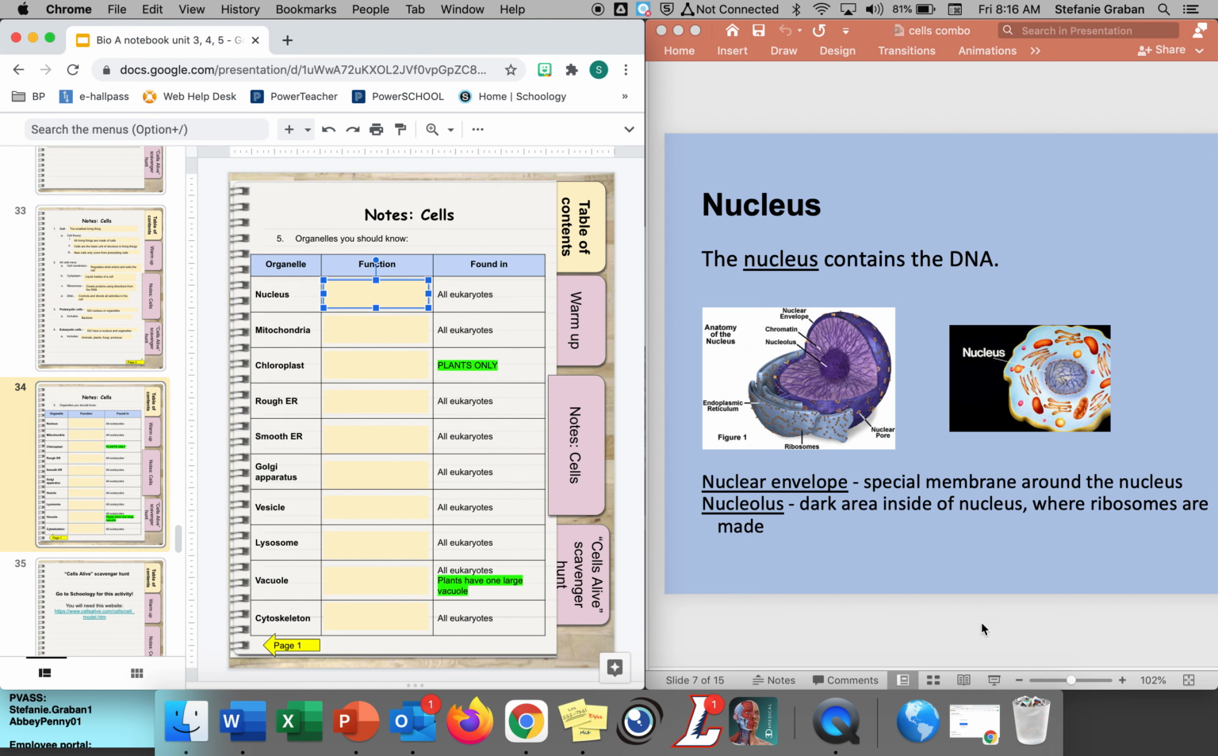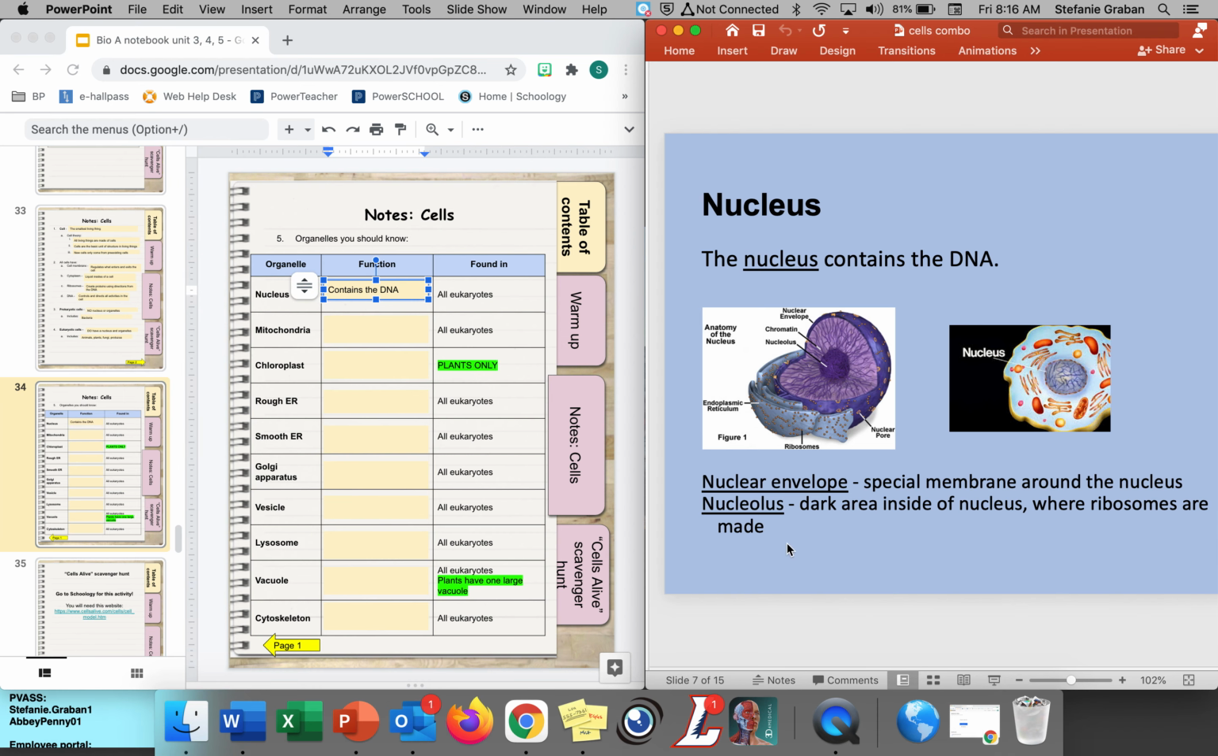So a nucleus, its whole job is to hold the DNA. That's all that it does. It has its own fancy membrane around the outside that we call the nuclear envelope. And there's a darker spot inside called the nucleolus, which is where ribosomes are made. So that'll be important when you learn about ribosomes in proteins later on.